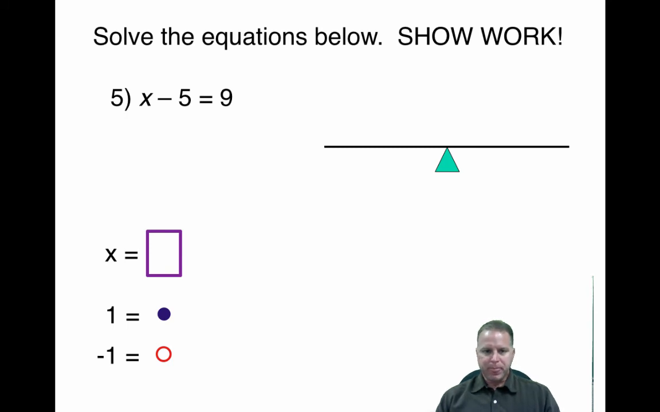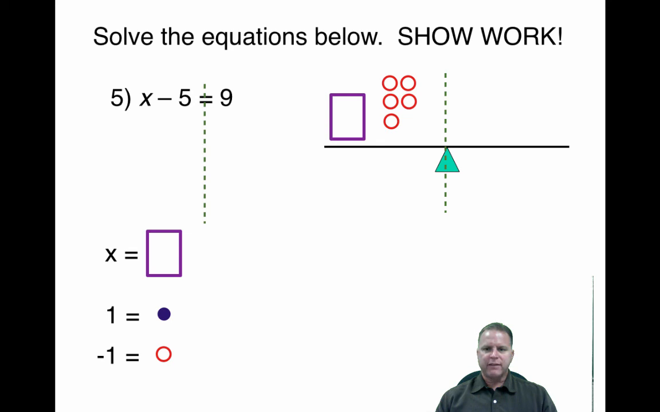Okay. If you haven't paused the video, you should have paused it and done this on your own. All right, so let's do our lines down the middle. On the left side, we should have put a box and 5 negative circles. And then on the right side, we'll have 9 positive circles.